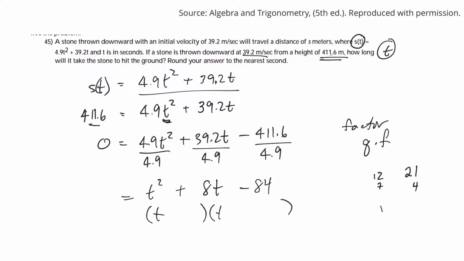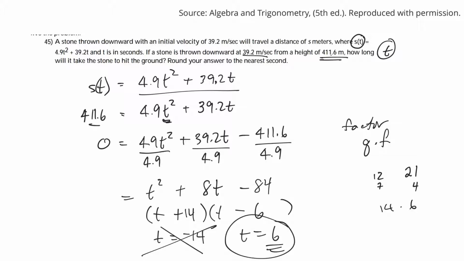14 times 6. So 14 times 6 is 84. And so I'm going to have a positive 14 and a minus 6. So my time is a negative 14 seconds or a positive 6 seconds. The negative one doesn't make sense. I'd be going with that one. Okay, so that's one question.